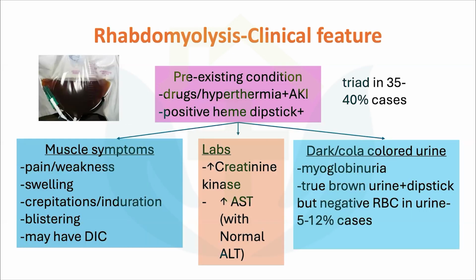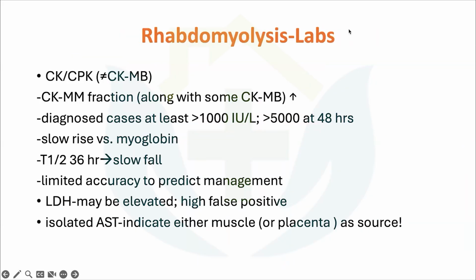So the true brown urine and dipstick is positive, however negative RBCs. This entire picture of typical rhabdomyolysis by urine picture is present in 5 to 12% of cases. The entire triad of muscle symptoms, raised creatinine kinase, and dark colored urine is present in only 35 to 40% of cases. So again, now coming to the description of the lab values. Creatinine kinase or the total CPK, that is creatinine phosphate kinase, either way can be used. Do not confuse the CKMB as a marker of rhabdomyolysis.